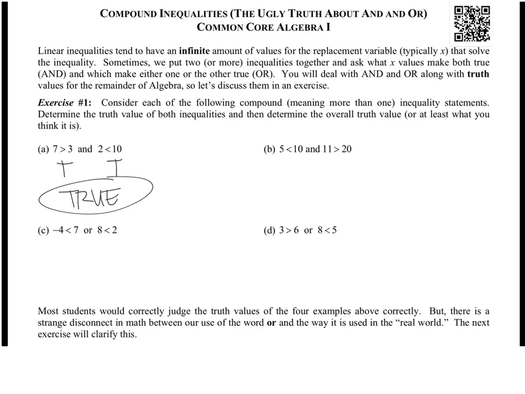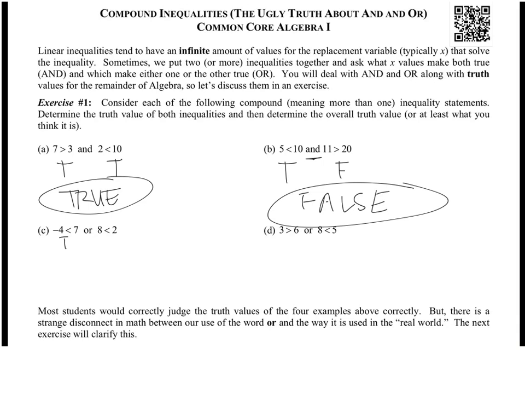5 is less than 10. Is that true? Yes. And 11 is more than 20. Well, that's false. So overall, because it has the word and in the middle, both of them have to be true, so overall, it's false. Next one.